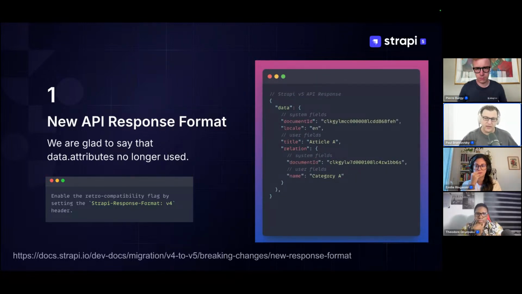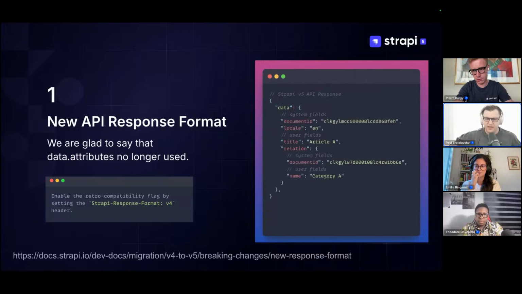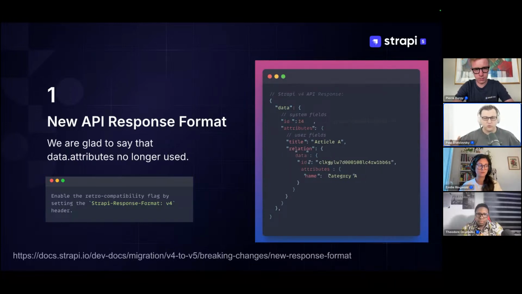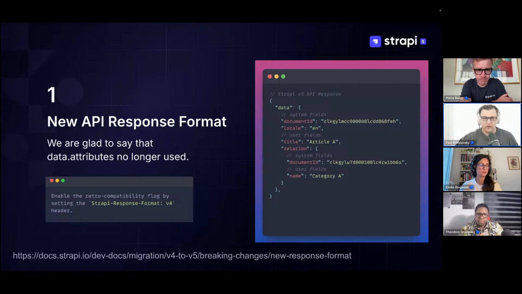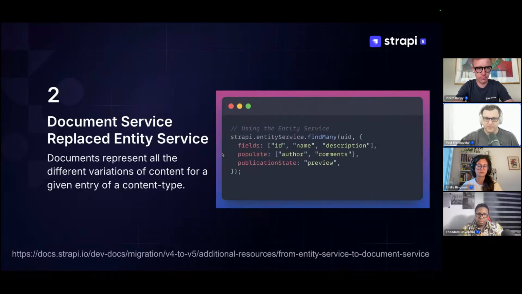So when you're migrating your project, you could do it in pieces. You could migrate to Strapi 5 first, use the old Strapi response in v4 to confirm that your front end works as expected, and then you could piece by piece migrate your front end code to reflect the new response format, which is pretty awesome. The second change we made is we now have document service replacing entity service.